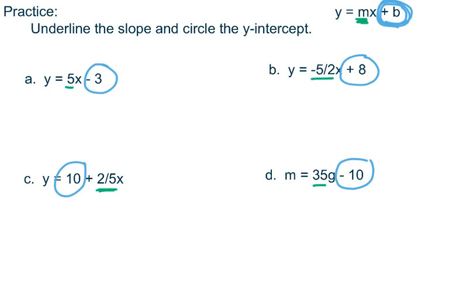And here are your answers, underlining the slopes, circling the y-intercepts. I want to point out this one in particular. Remember, we have to include the sign, the positive or negative, the plus or minus in front of our y-intercept. So the y-intercept here would be -3, not +3. Same with the slope, making sure that we include this negative sign so we know it's -5/2.